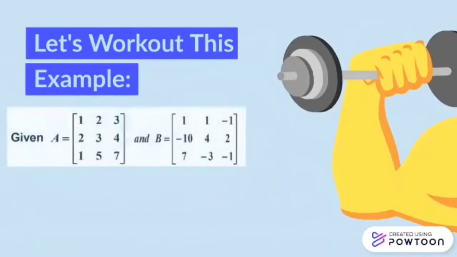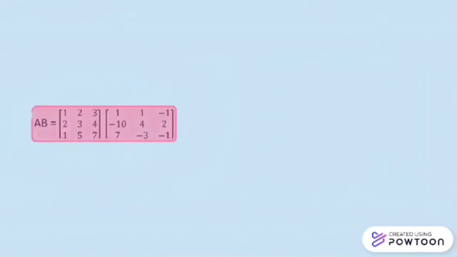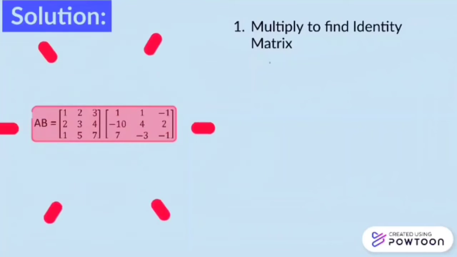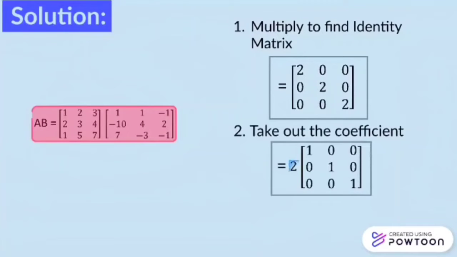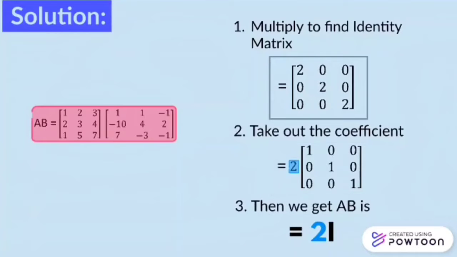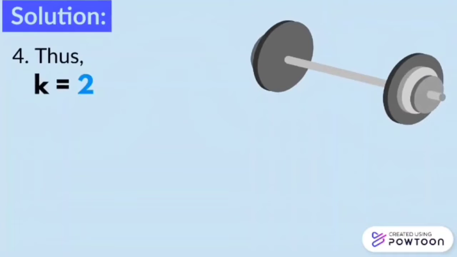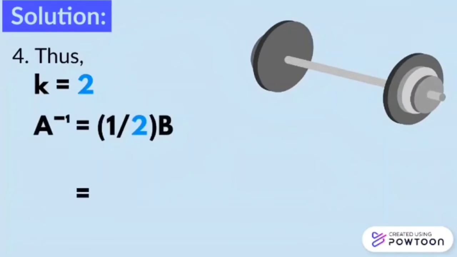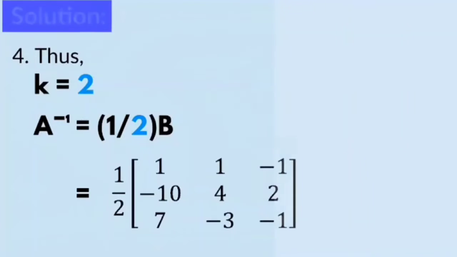So let's work out this example. You can read the question first and also pause this video to try it out. So this is the solution for this question. Firstly, we need to multiply to find the identity matrix. Then we need to take out the coefficient. Then we get AB is equal to 2I. Thus, we know that k is equal to 2. So A inverse is equal to 1 over 2 multiplied by matrix B. Then we will get the answer.